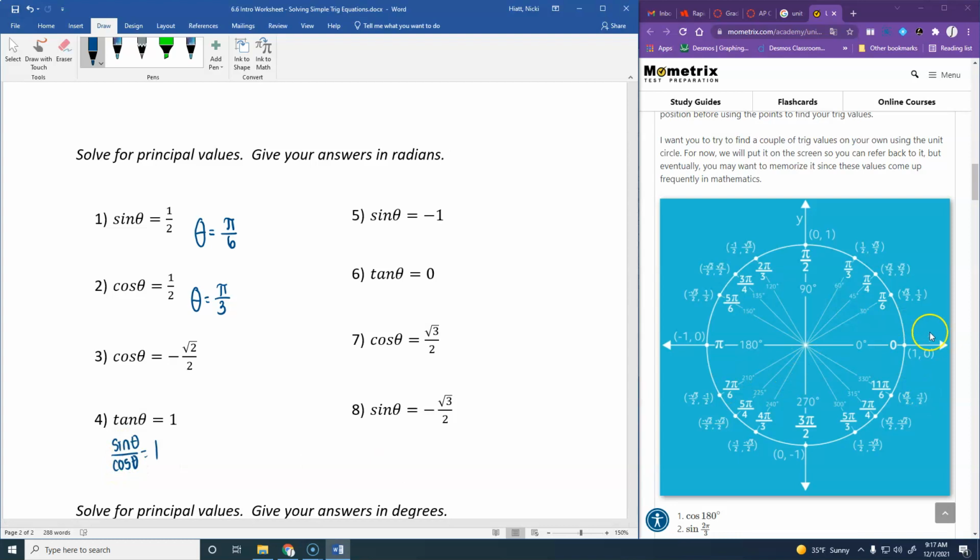So if we look at our unit circle here, there are a couple places where sine and cosine are equal to each other. It happens right here at pi over 4, because we have square root of 2 over 2 and square root of 2 over 2. It also happens down here at 5 pi over 4, where both of our values are negative. However, principal values for tangent are going to be from negative pi over 2 to positive pi over 2. So we're going to use this one here, pi over 4. That would be our answer for that.